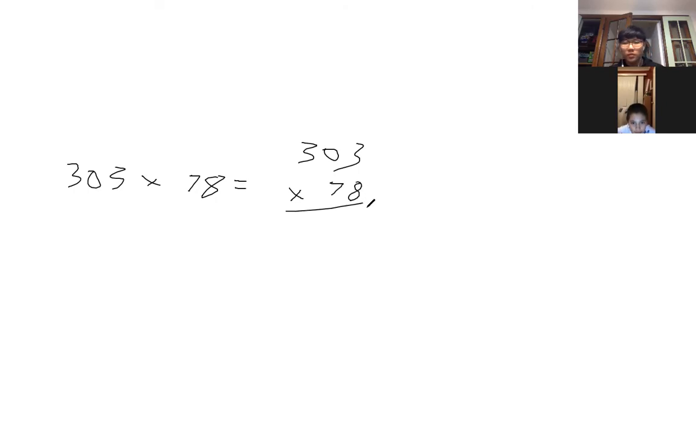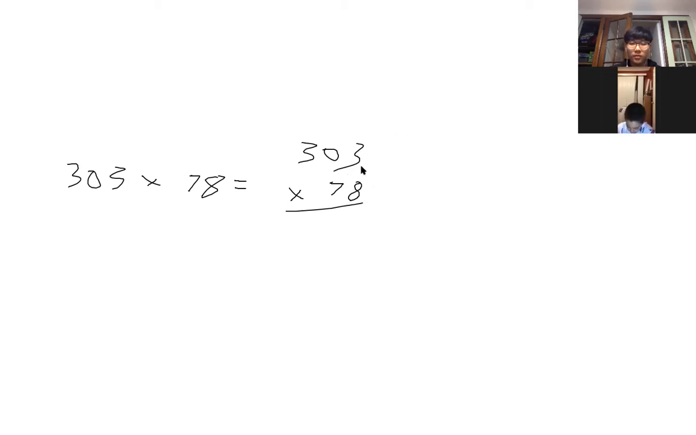Now this time let's try a 3-digit number times a 2-digit number. So let's do something like 303 times 78. This is pretty much the same thing we did before, except we have an extra number to multiply now. So instead of just this, we now have to do this. If that makes sense. Yes, it does.